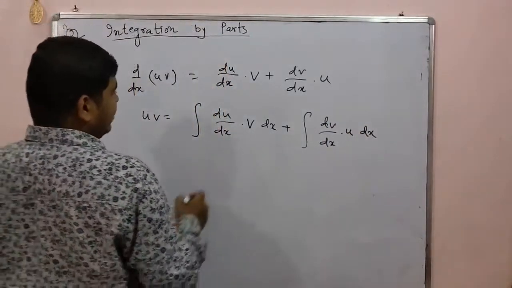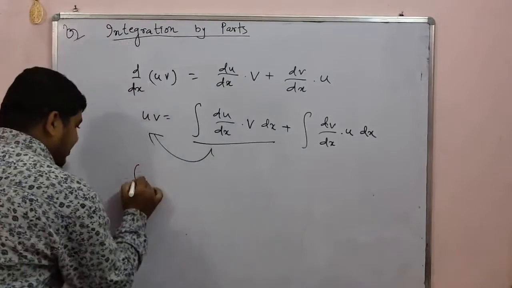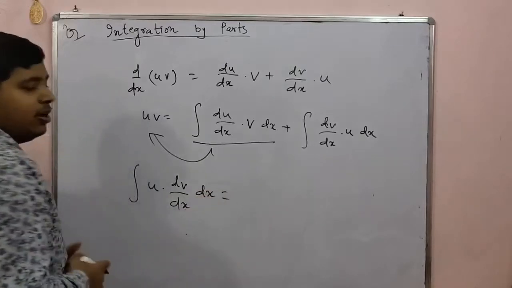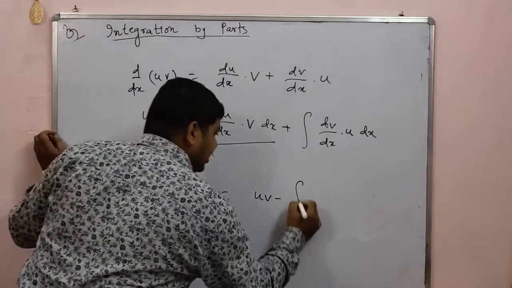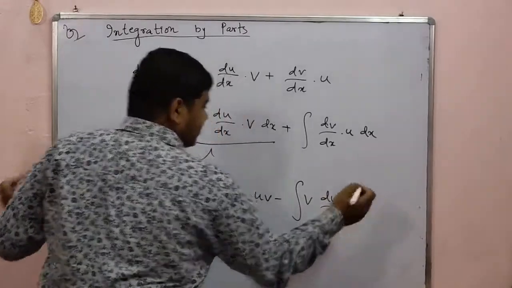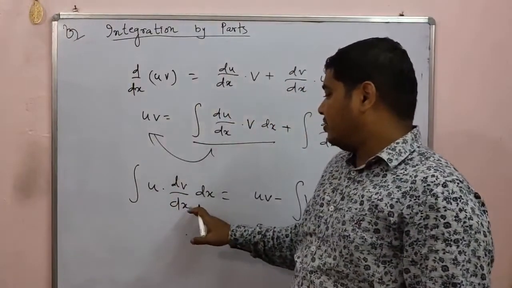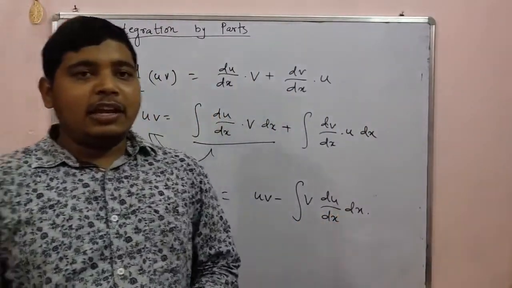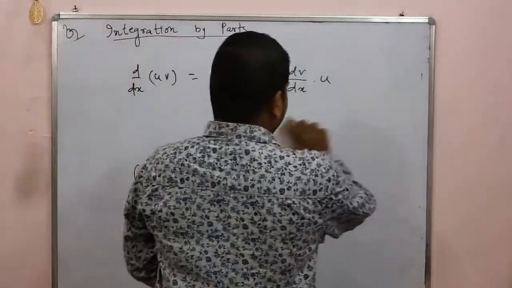Now taking this to the left hand side, integration of u into dv by dx is equal to uv minus integration of v into du by dx dx. So integration of u into dv by dx is equal to uv minus integration of v du by dx dx. Now let u be equal to f of x and dv by dx equal to g of x.